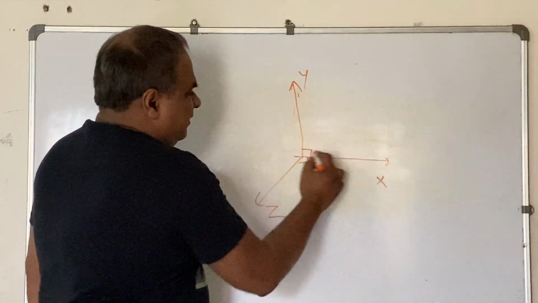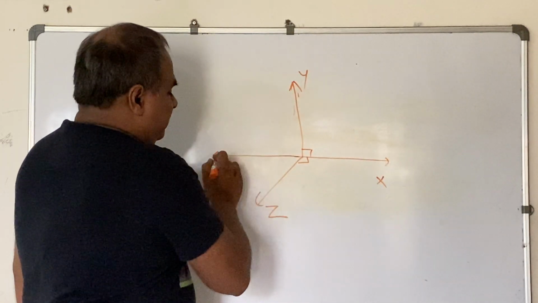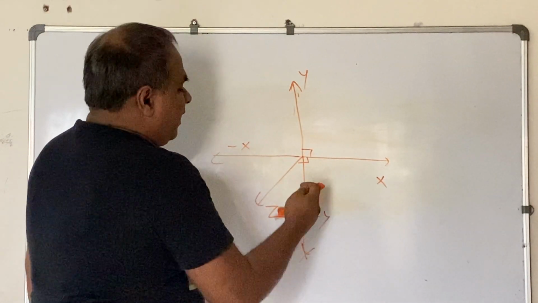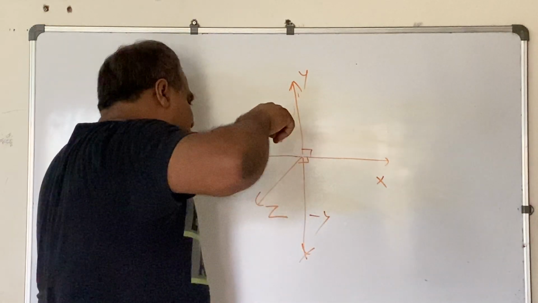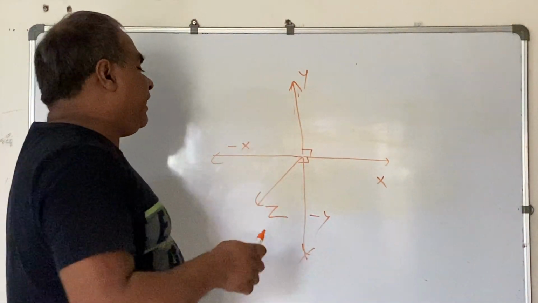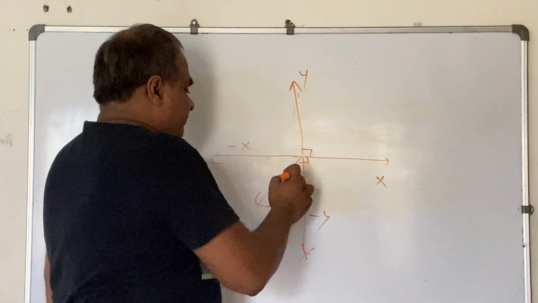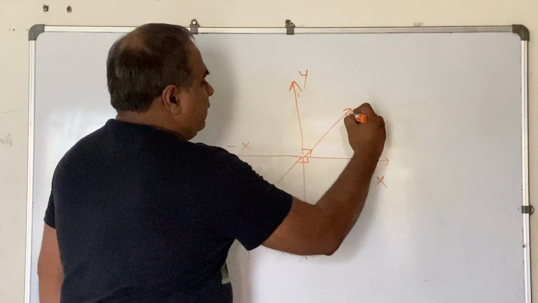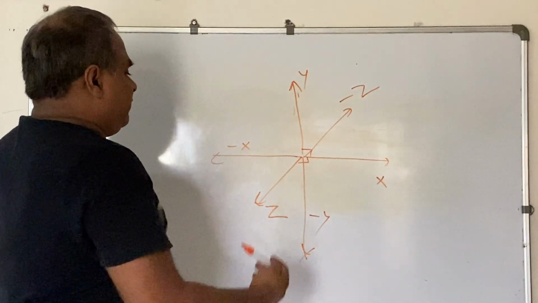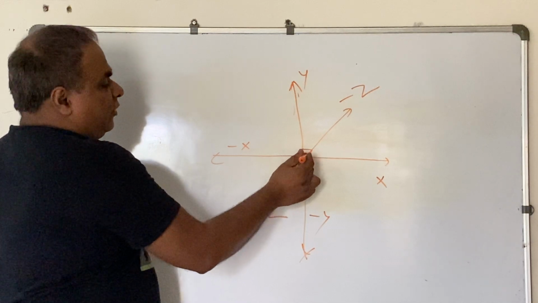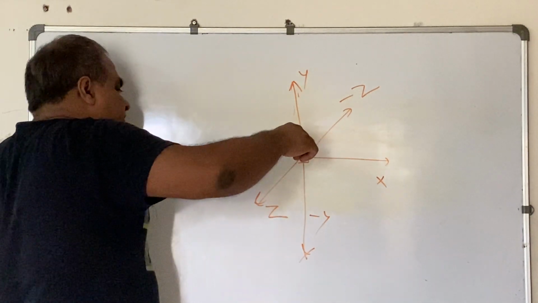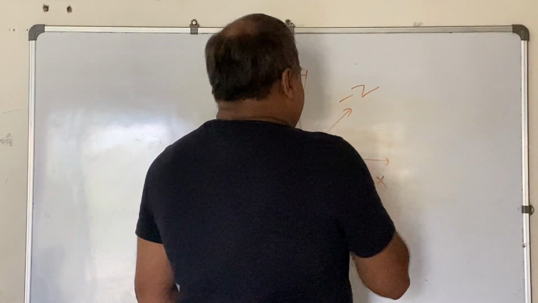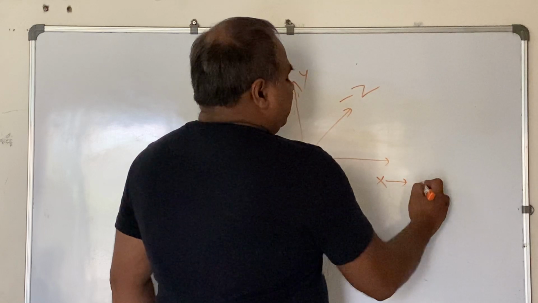This is x, this is the negative x, right? This is negative x, this is negative y-axis, and this is positive z-axis. Inside the plane of the board you have the negative z-axis. So I will draw like this. This is minus z. Positive z-axis is this, and negative z-axis is penetrating into the board. Understood?